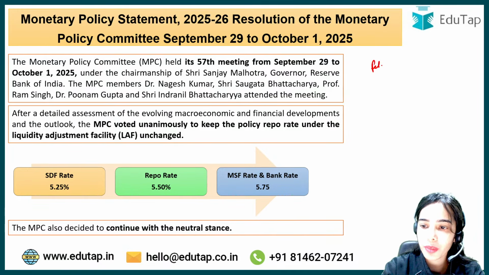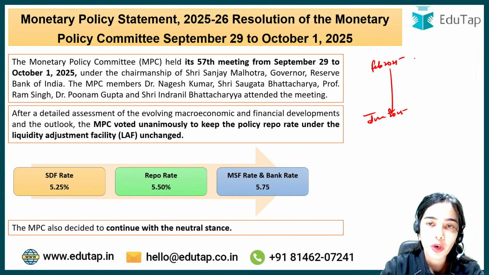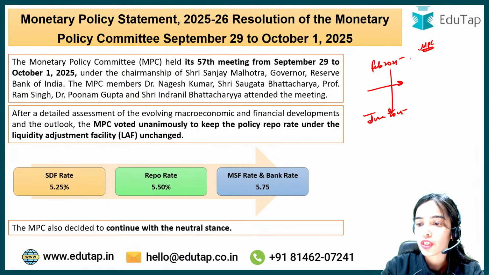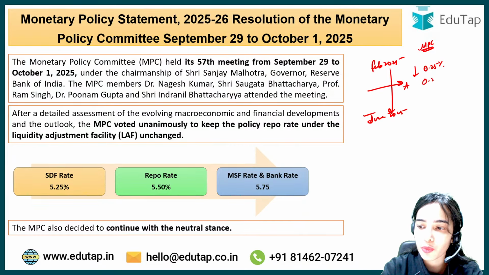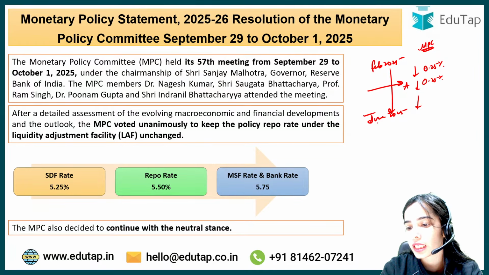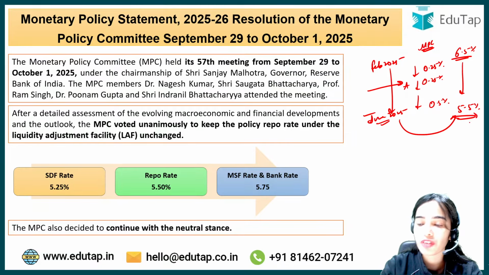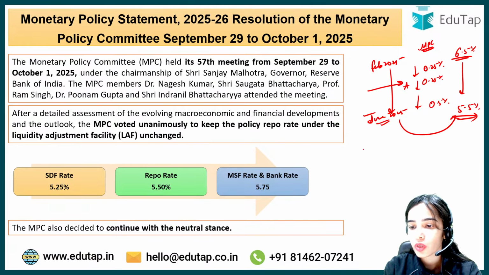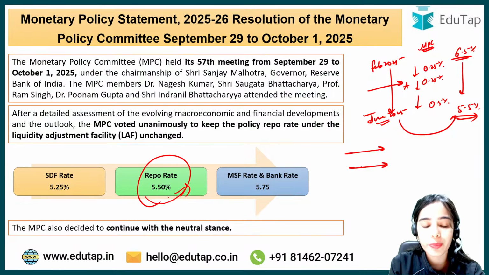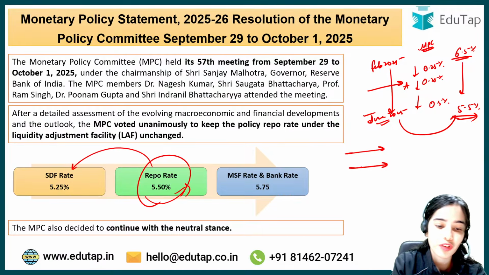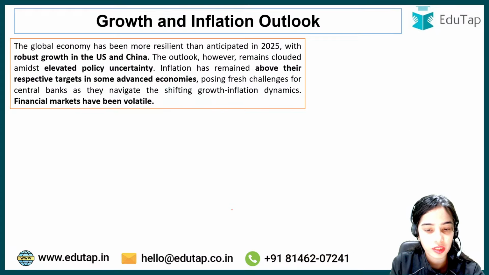So basically from Feb 2025 till June 2025, in these monetary policy committee meetings, it was decided to decrease the repo rate, initially by 0.25%, then in April also by 0.25%, and then the repo rate was decreased in June 2025 by 0.5%. So from 6.5%, the repo rate was decreased till 5.5% by June 2025. And now in the August MPC and in the October MPC, the repo rate has been kept unchanged at this lower 5.5%. So SDF is 5.25%, MSF is 5.75%, and there is a neutral stance.